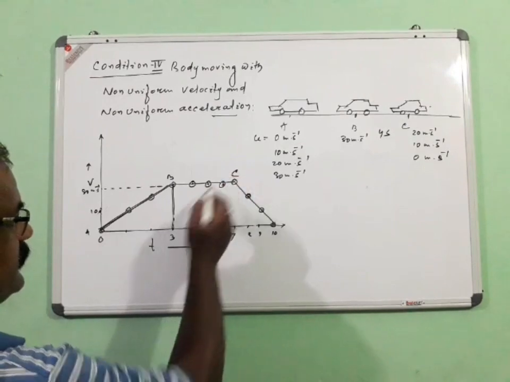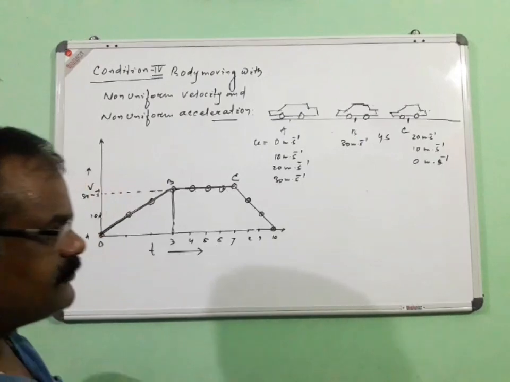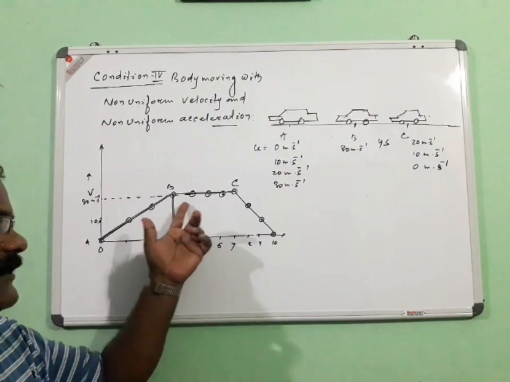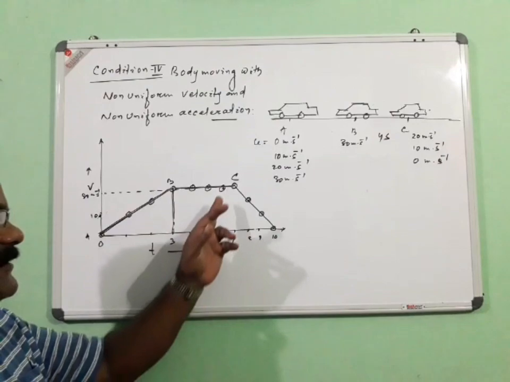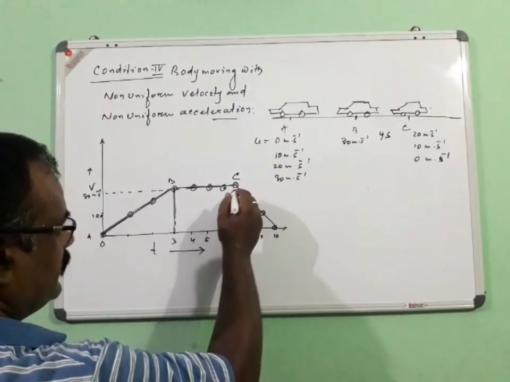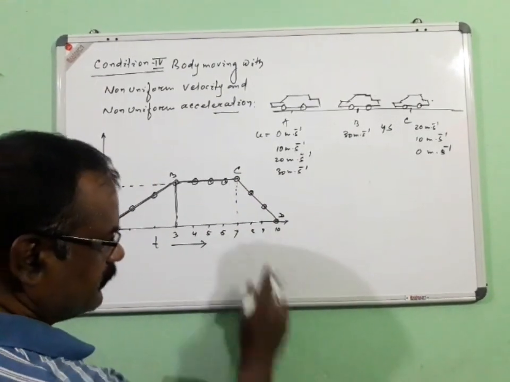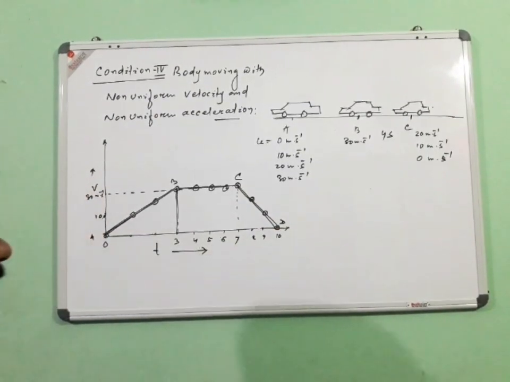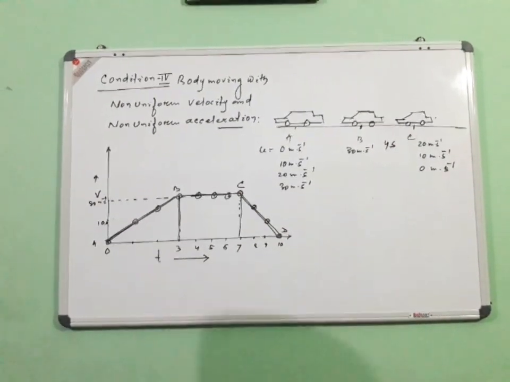Whereas from B to C, there is no change in speed. So we can say that the acceleration is 0, because this line segment is parallel to the time axis. In this case we can say that acceleration is 0, because the slope of the line becomes 0. Similarly, from C to D, it takes 3 more seconds and it has come to rest. So the body is retarding uniformly and finally it is coming to rest.